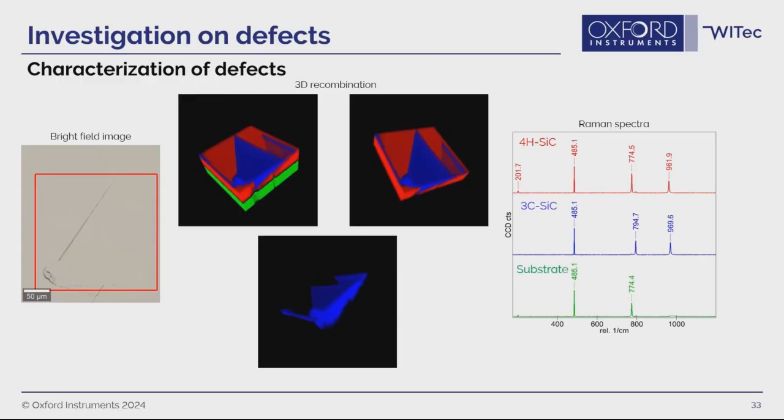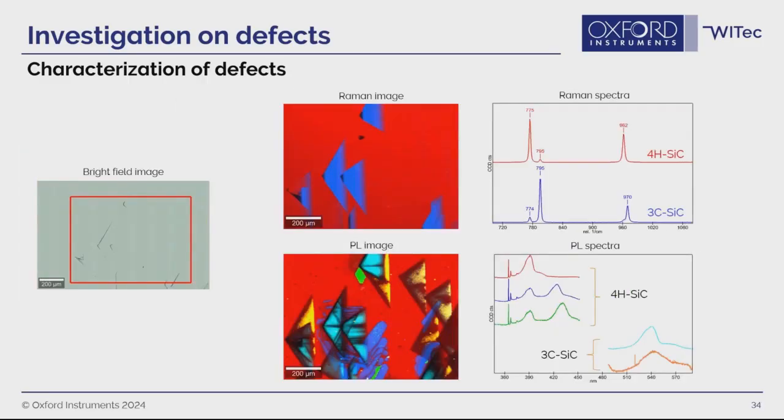The next question is how this affects the band gap properties. This will be shown in the next slide. This slide shows you a correlative Raman and PL measurement. On the very left, you can see the bright field image, and then on the top the Raman, and on the bottom the PL image. Raman spectra were recorded with 532 nanometer excitation wavelength, and PL spectra were recorded with 355 nanometer excitation wavelength. As for PL, the energy of the excitation has to be higher than the energy of the band gap.